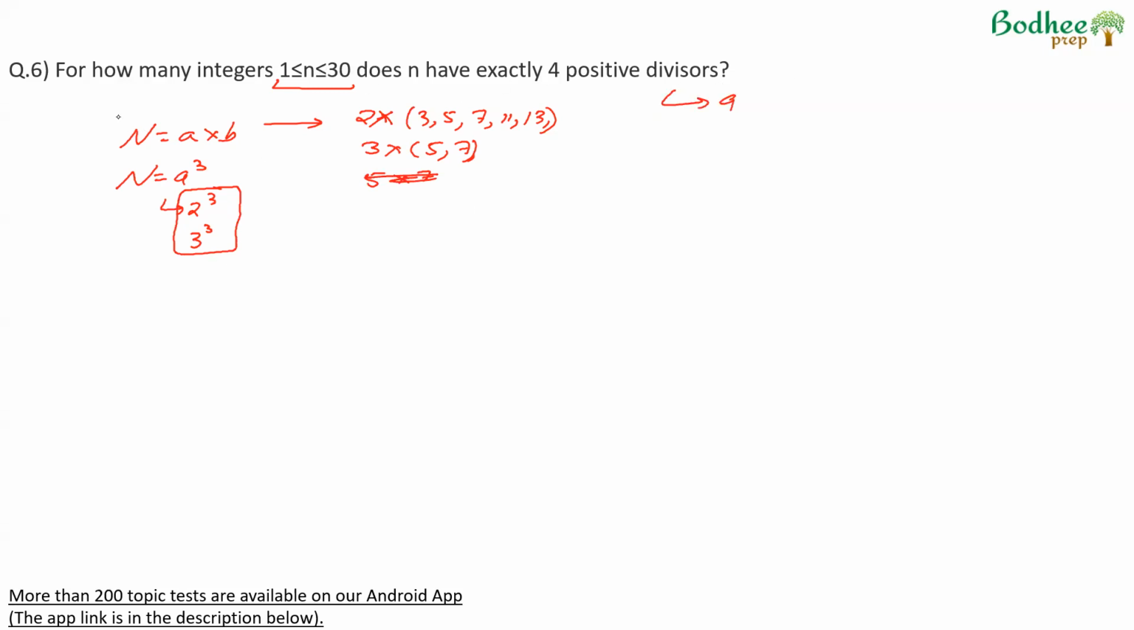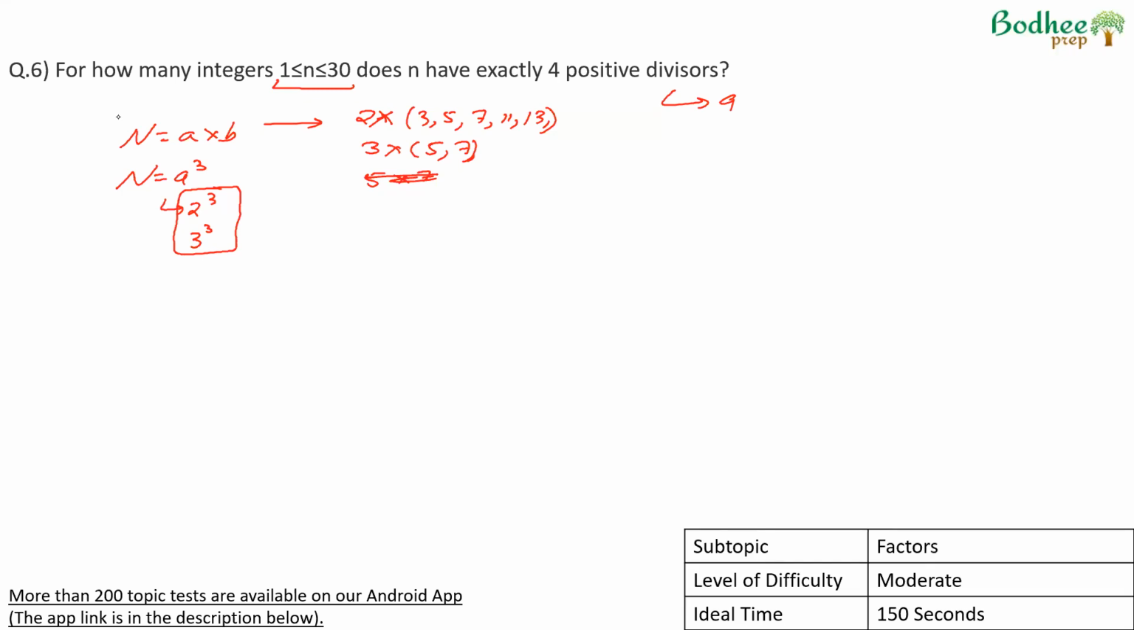Again, this is a basic question in the sense that you would have done questions like this for 4 positive divisors. It is straightforward because there are only two cases possible and the range is also small. So in terms of the concept, maybe a moderate level, but since the values here are small, it should be a question that can be solved. 2 to 2.5 minutes should be good enough to answer the question.